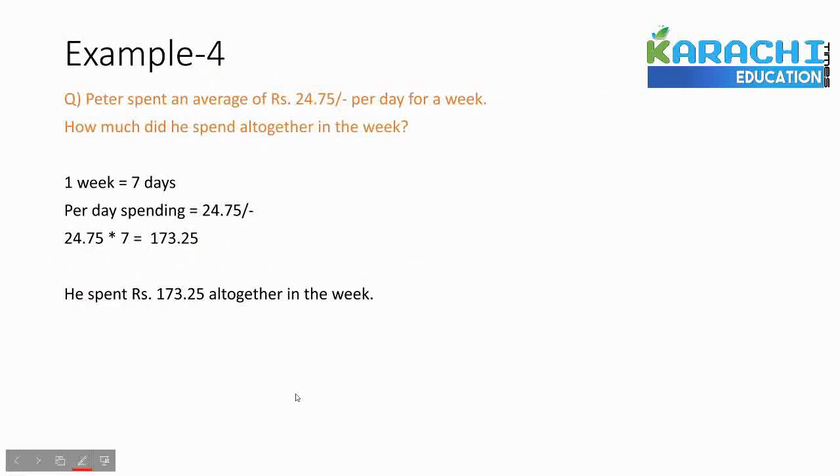Great. Let's look at the last example, example number 4. Peter spent an average of rupees 24.75 per day for a week. This rupees 24.75 is per day. One day he spends 24.75. In 1 week, how many days do we have? 7 days. So for 7 days, 24.75 multiplied by 7. So how much did he spend?